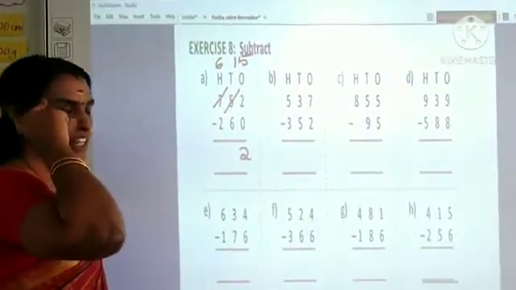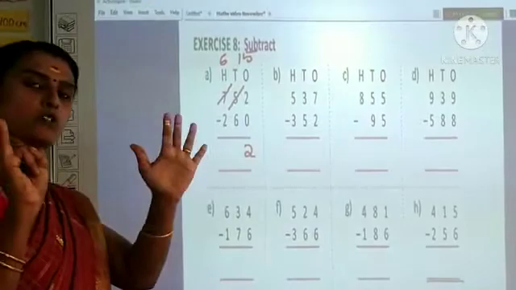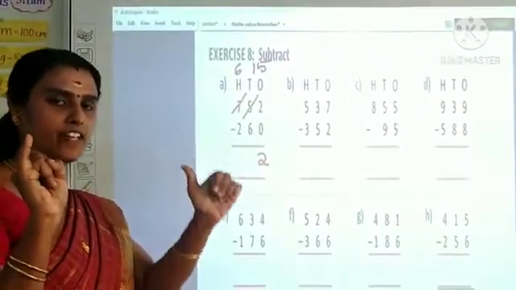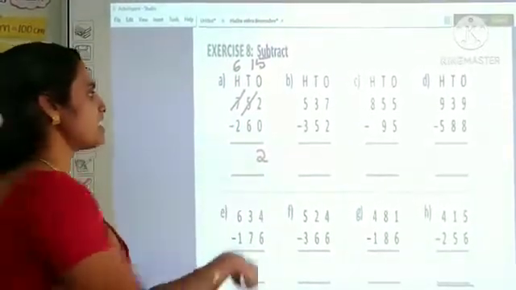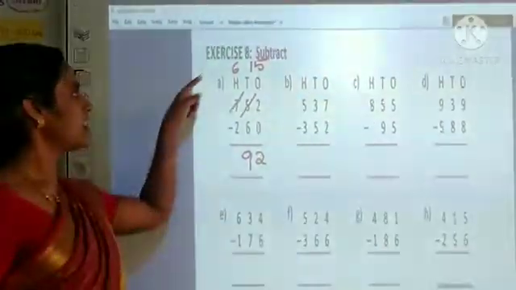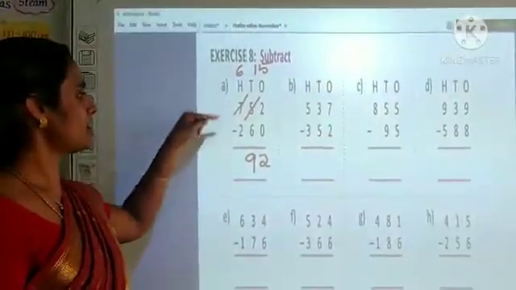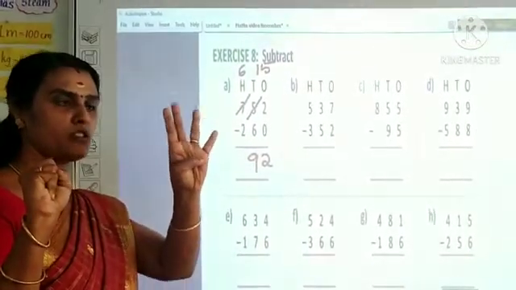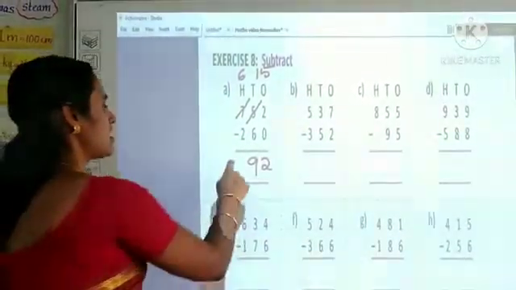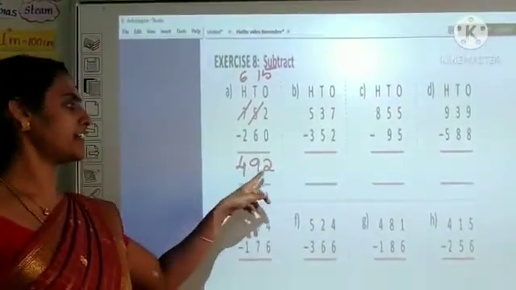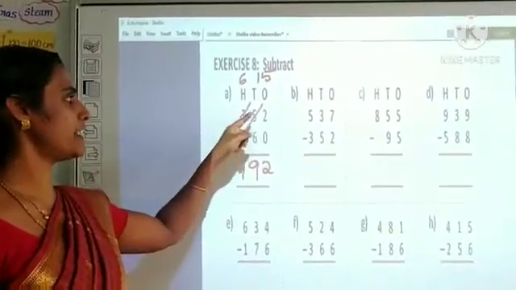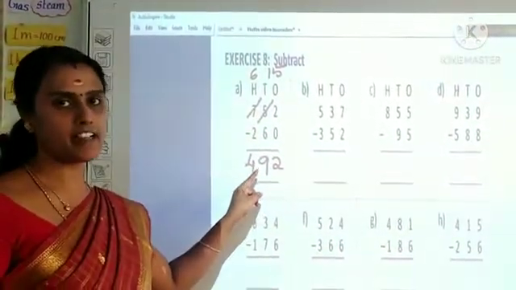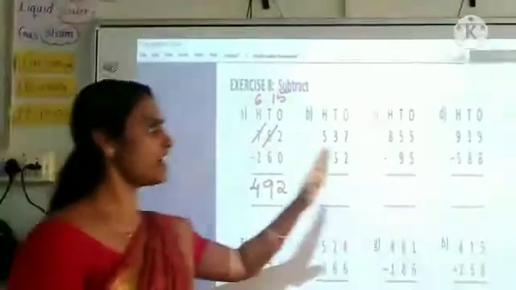Keep 15 in your mind and take 6 fingers. Now count backward. 14, 13, 12, 11, 10, 9. What is the answer? 9. Now, next place, 6 minus 2. Take 6 fingers, minus 2. What is left here? 4. So, the answer is 492. So, 752 minus 260, the answer is 492. Now let us move on to the next sum.